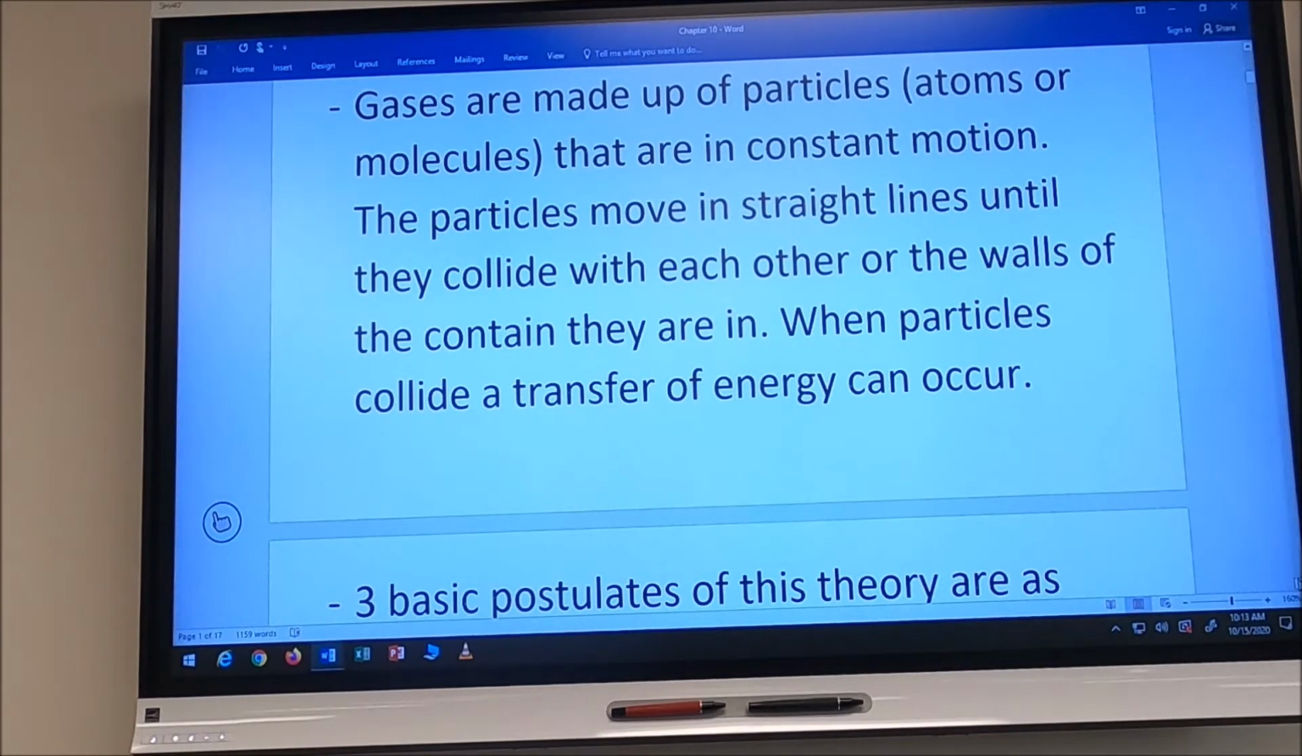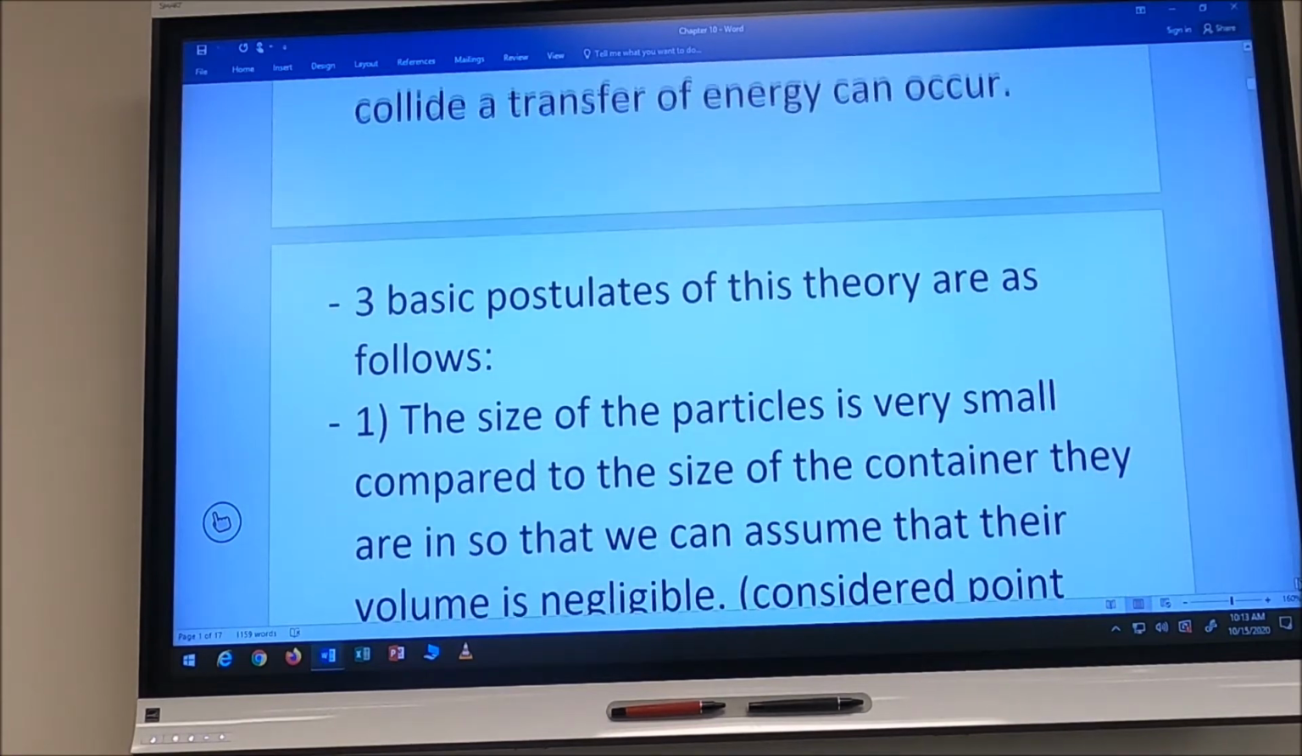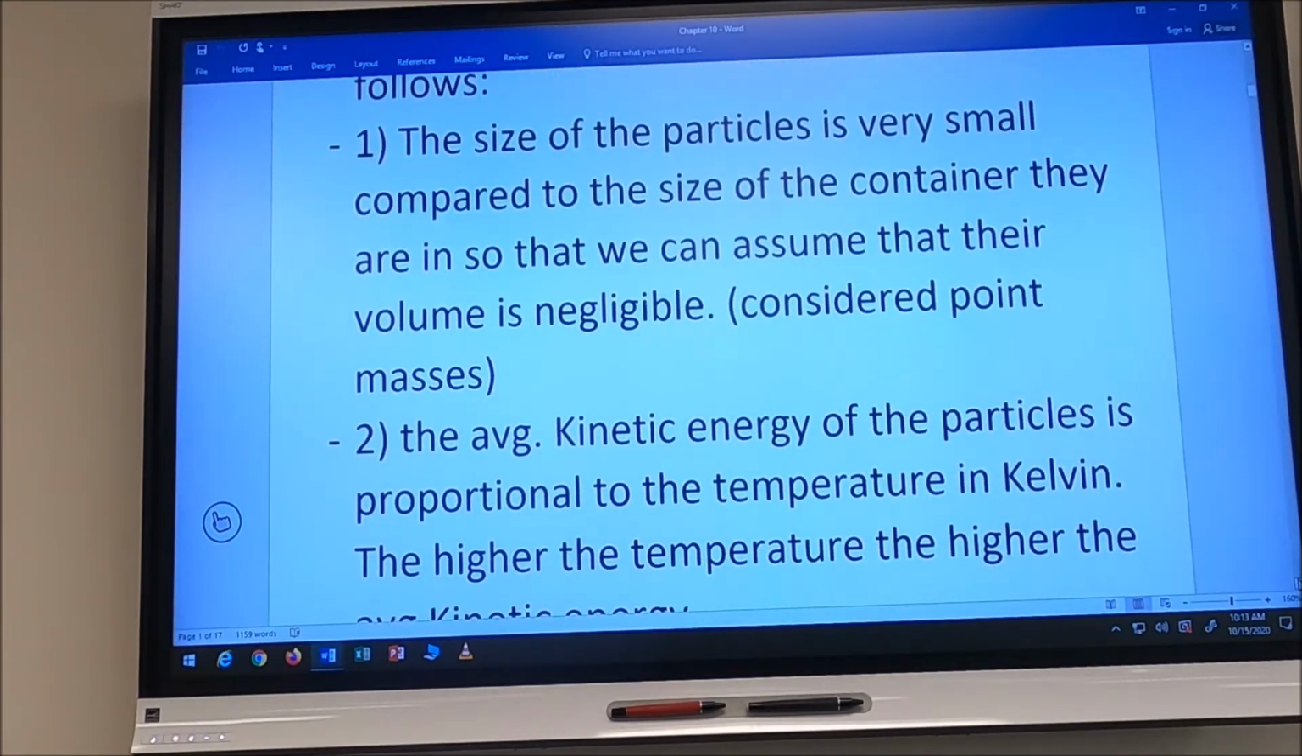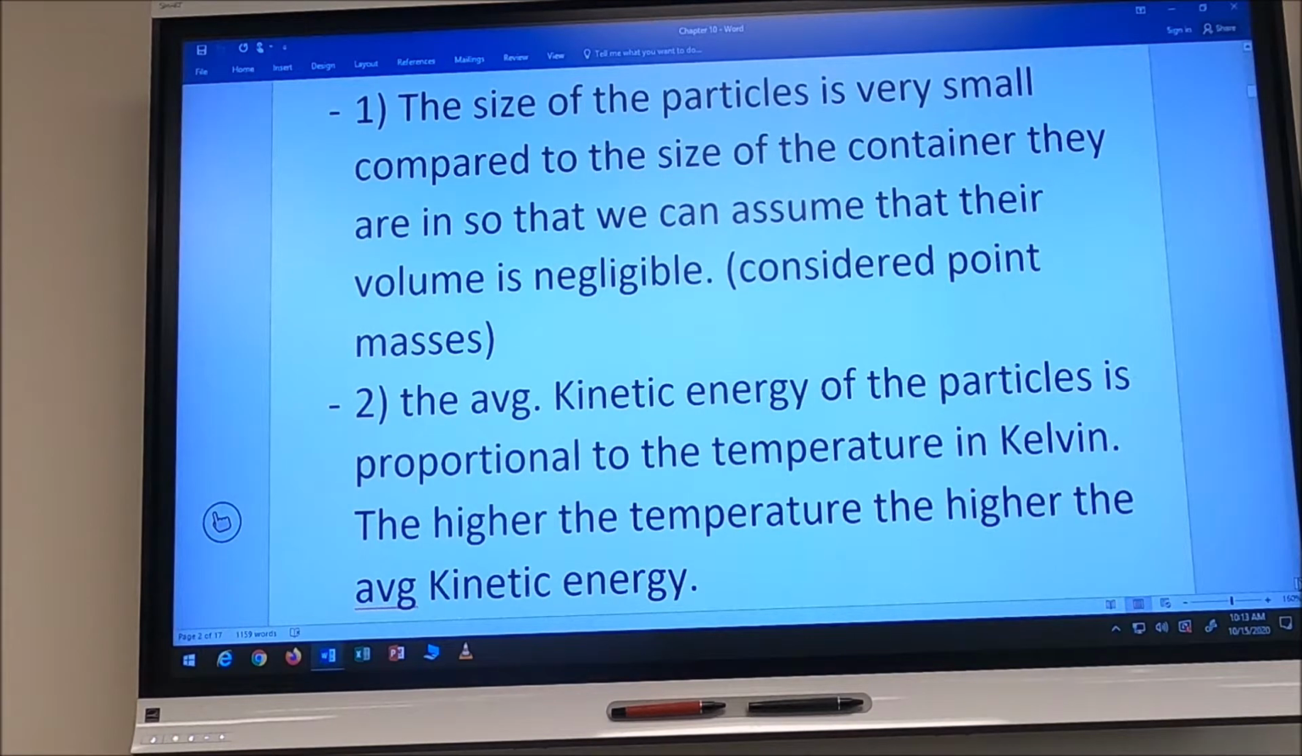Okay? Now, there are three basic postulates, three basic points to the kinetic molecular theory. One is that the size of the particles is very small compared to the size of the container they're in. So we can assume that their volume is negligible. It's like looking at one raindrop in Lake Erie. Okay? One raindrop is negligible. Okay? So we consider the particles in the gas phase to be point masses.